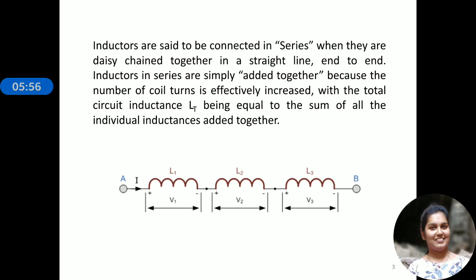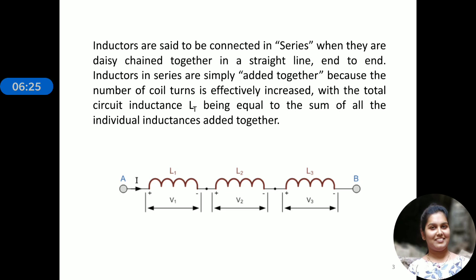When we connect inductors in series, all the inductances are added together. Inductors in series are simply added together because the number of turns of the coil is effectively increased. The total circuit inductance, that is the equivalent inductance, which we indicate as LT, will be equal to the sum of all the individual inductances added together.